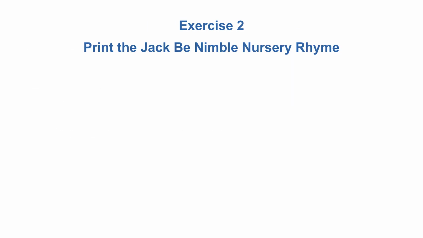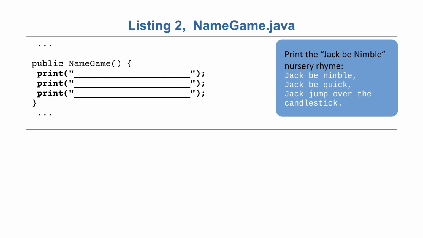Exercise 2. Print the Jack Be Nimble nursery rhyme. Write code to print the Jack Be Nimble nursery rhyme. Jack be nimble, Jack be quick, Jack jump over the candlestick. Run it. What happened? It should have printed the nursery rhyme.